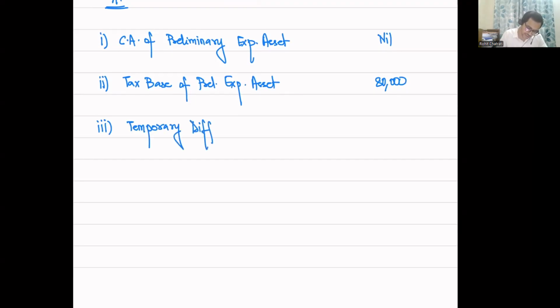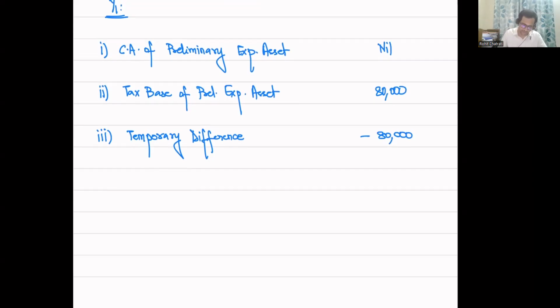The temporary difference is going to be equal to minus 80,000. 0 less 80,000 is equal to minus 80,000. The next step is, what is the nature of this temporary difference?